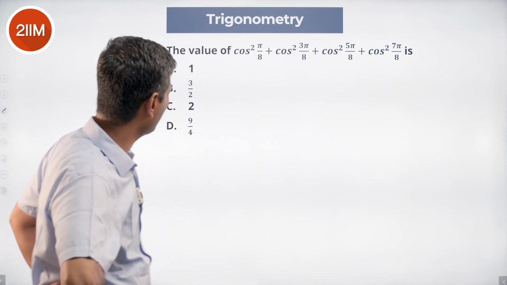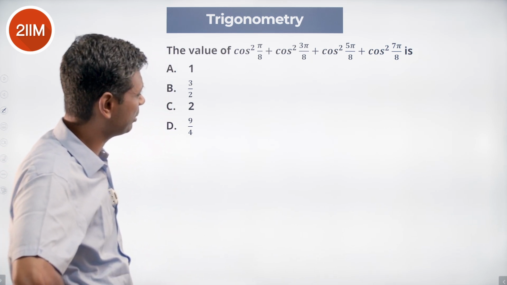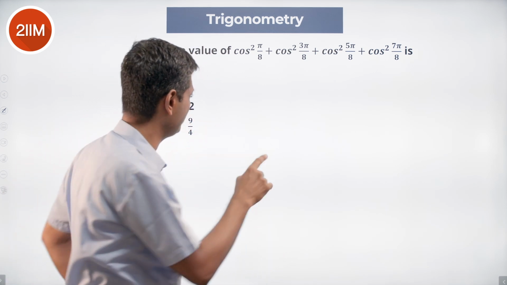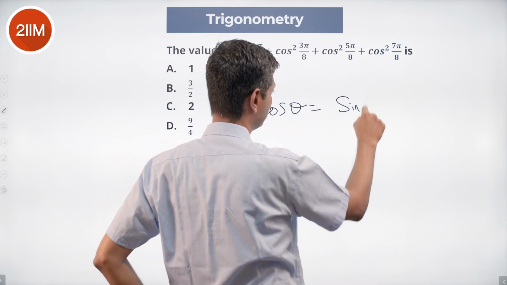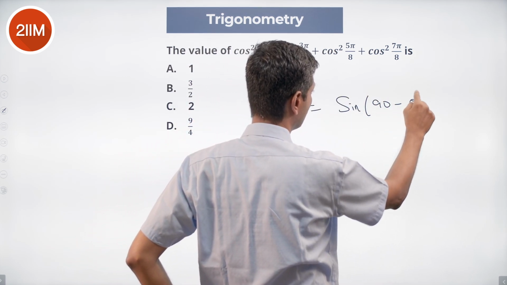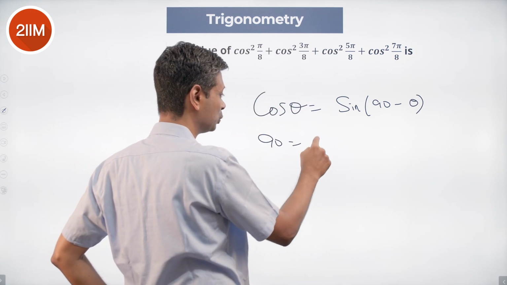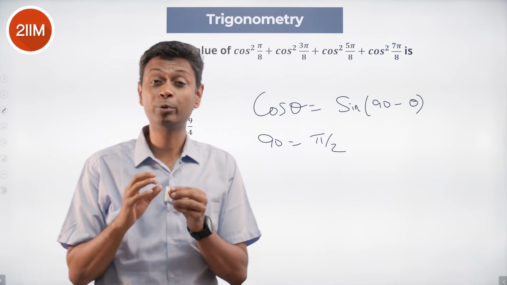Lovely. Cos square pi by 8 plus cos square 3 pi by 8 plus cos square 5 pi by 8 plus cos square 7 pi by 8. Fine. So we know cos square theta plus sin square theta is 1. And we know that cos theta is sin 90 minus theta. So if we have some 90 degrees, which is pi by 2, some two angles add up to pi by 2.